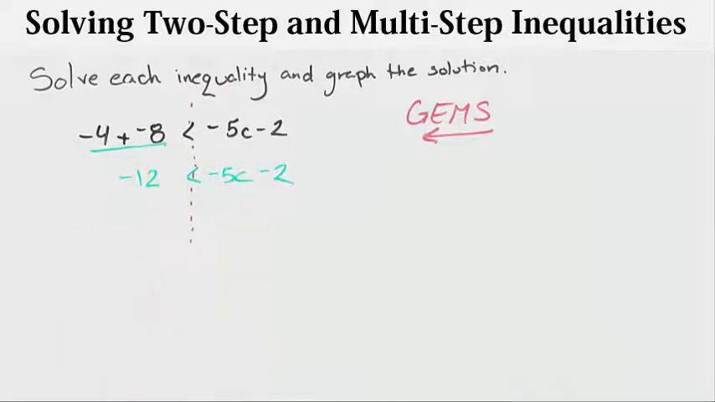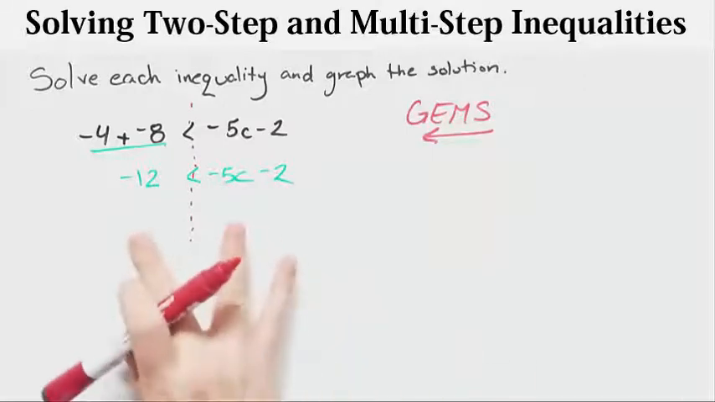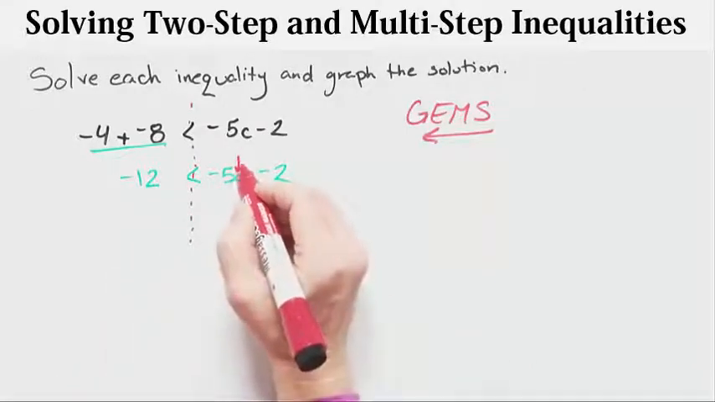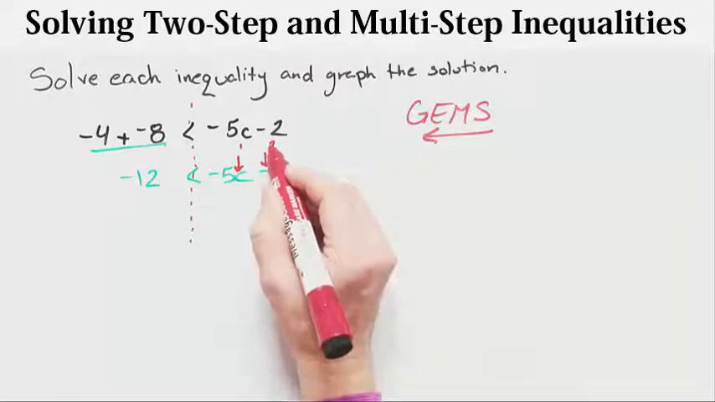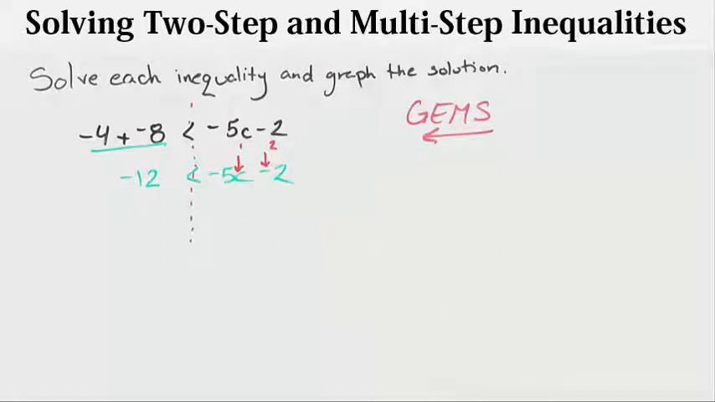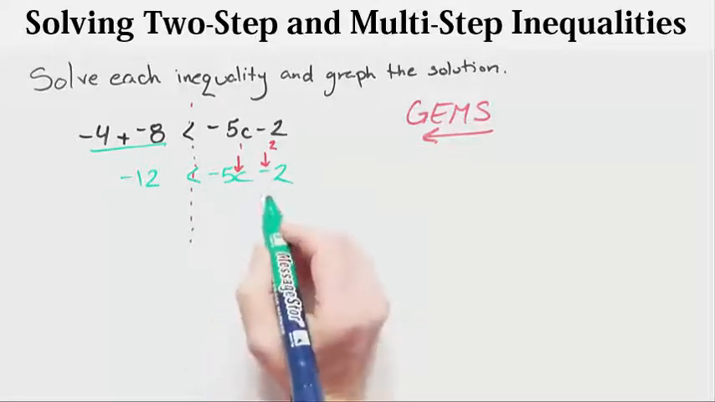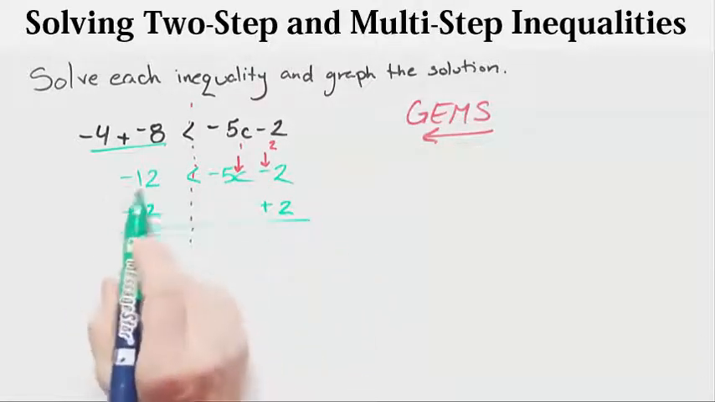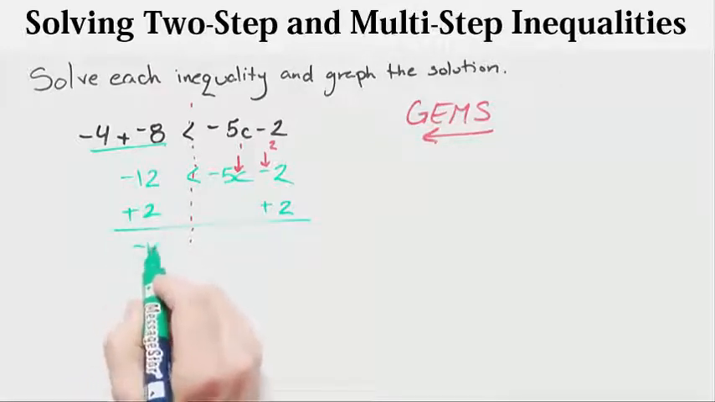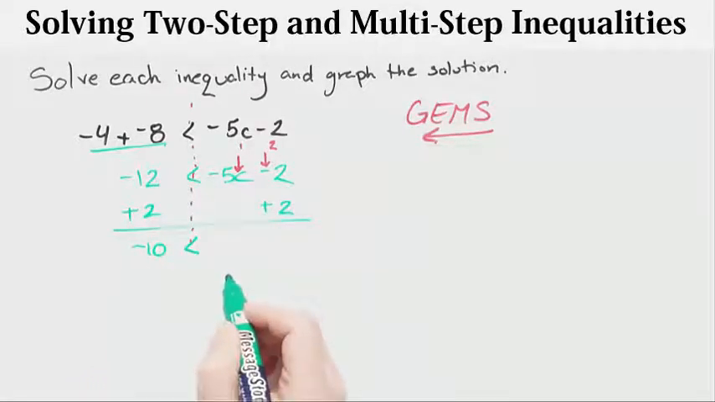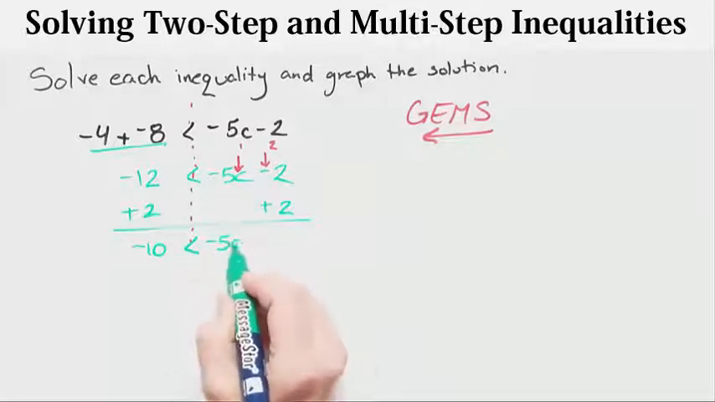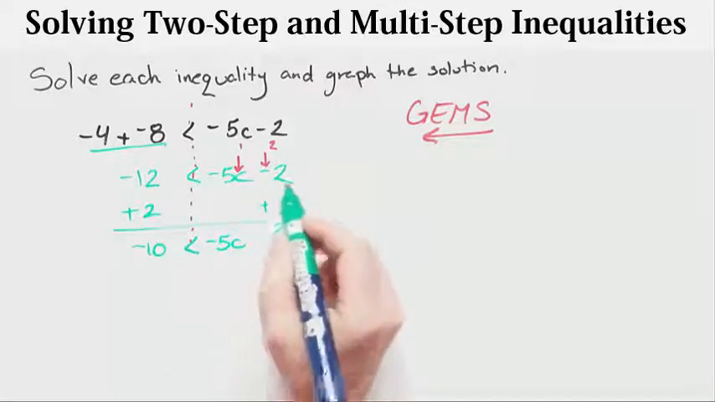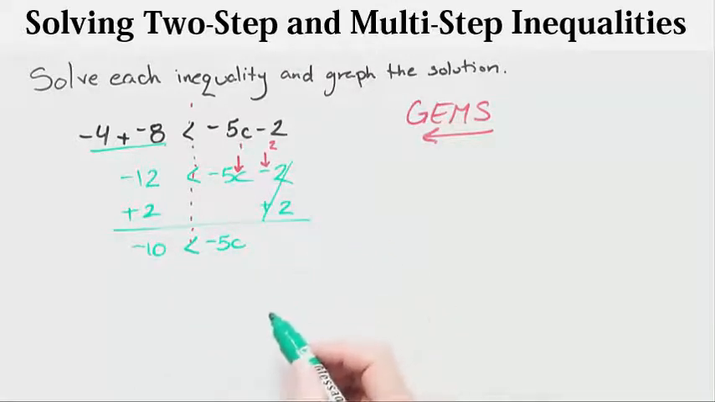Now I have a problem that I need to solve. If this were an order of operations problem, the first thing you would have done was multiply, then we would have taken care of the subtraction. We have to go backwards. So we're going to take care of this negative 2 first. You get rid of a negative 2 by pairing it with a positive 2. Negative 12 plus 2 is a negative 10. It's a less than symbol. We didn't do anything to the negative 5c. A negative 2 plus 2 turns to 0, so it disappeared like we wanted it to.